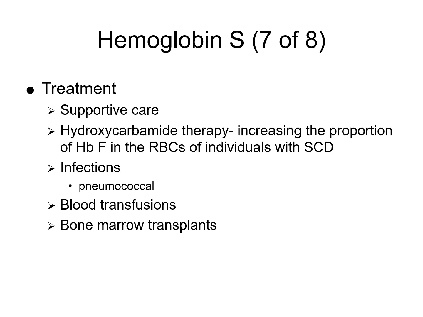For some drugs, we can do hydroxycarbamide therapy, and this increases the production of fetal hemoglobin in the red blood cells. Fetal hemoglobin, or hemoglobin F, actually inhibits polymerization of hemoglobin S, which reduces the sickling. It decreases the frequency of vaso-occlusive crises and acute chest syndrome. It improves the overall survival and quality of life for these patients.